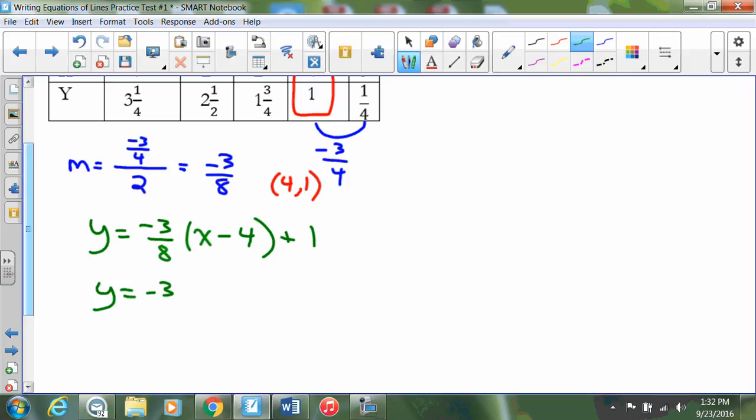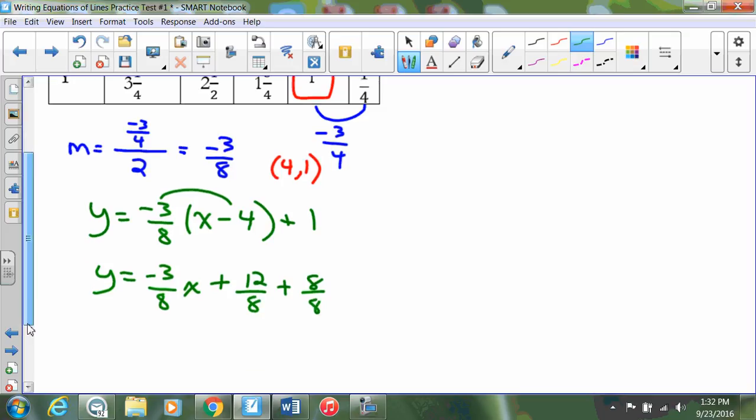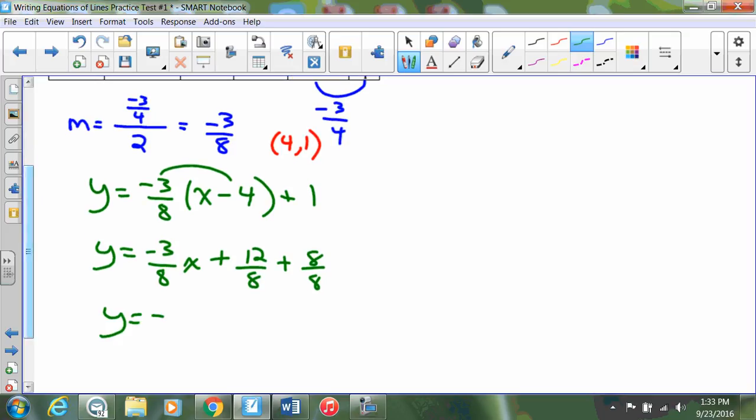So we'll have negative 3/8x, and then we'll distribute that. That's going to be positive 12 over 8. I'm going to be doing it a little bit different because I don't have a calculator. I'm going to switch my 1 into 8 over 8, but have no fear, just use your calculator. You can change negative 3/8 to a decimal, that's fine, that'll be correct. And then what I'll have is 20 over 8, which reduces to 10 over 4. Probably put that as a decimal, probably a 2.5, which is great.